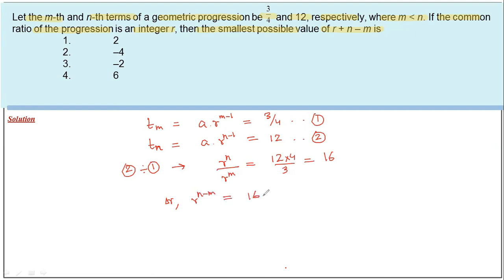Now we have to find the minimum of r plus n minus m, and since r is an integer, the minimum value will be when r is minus 4 and n minus m is 2, such that minus 4 whole square equals 16. So we get minus 4 plus 2, that is equal to minus 2, option 3.